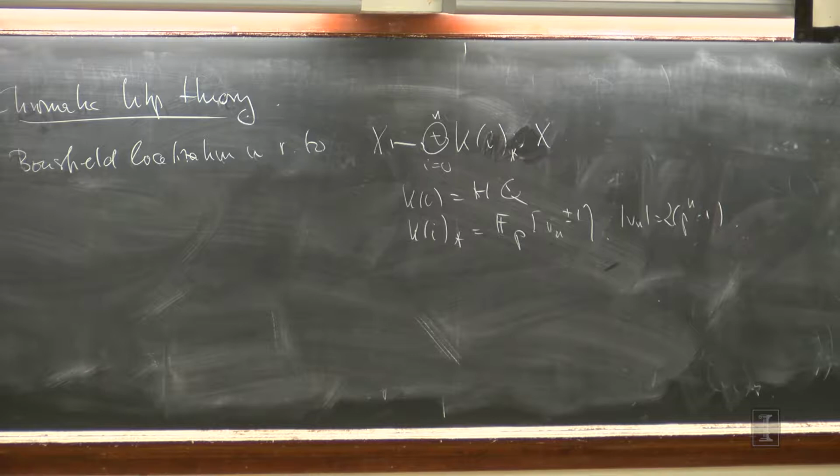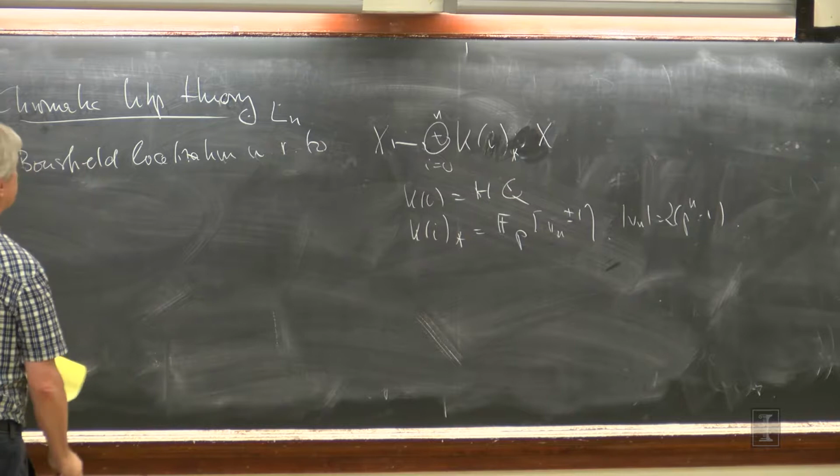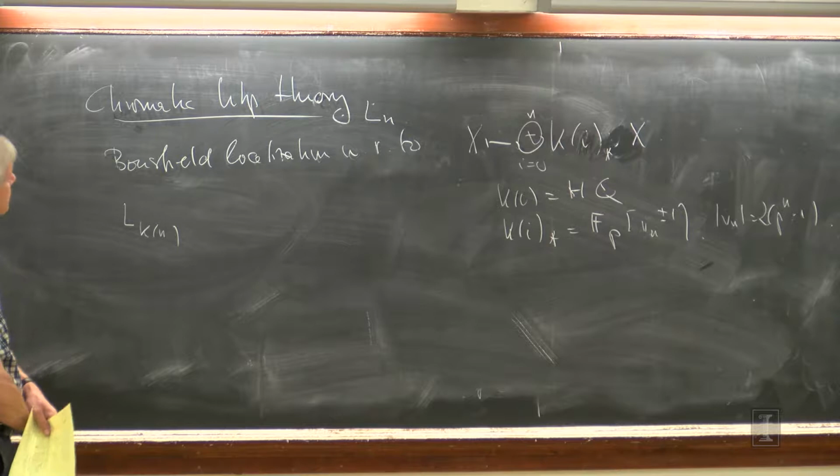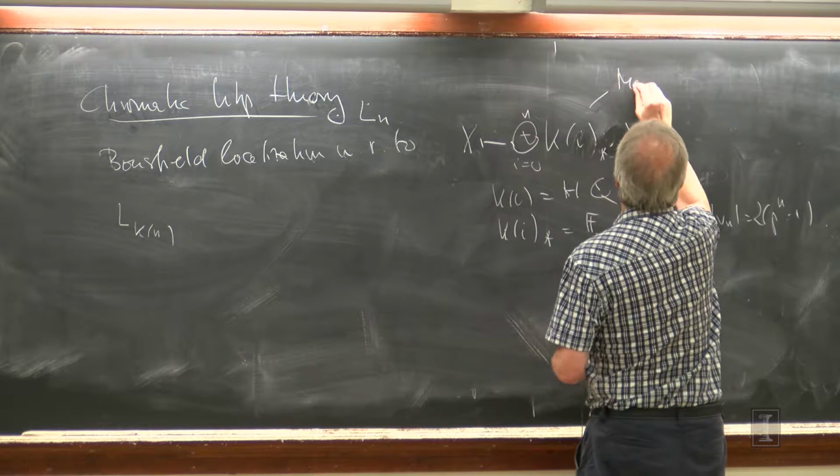And so these functors, L_n, play an important role. In fact, these functors L_n can be analyzed in terms of more elementary functors, that's the localizations with respect to K_n. Okay, so these are the Morava K theories.